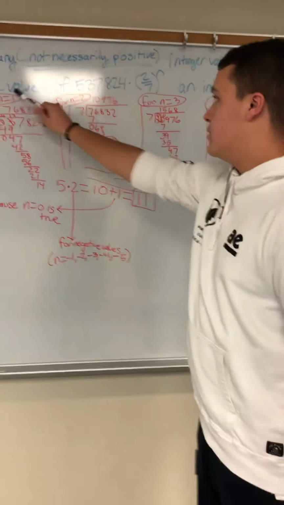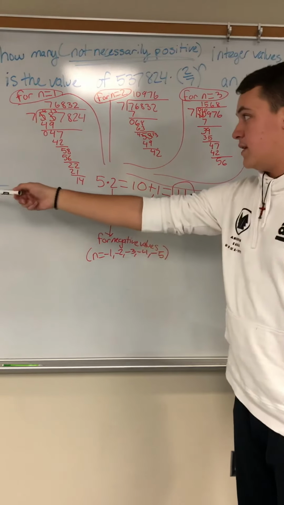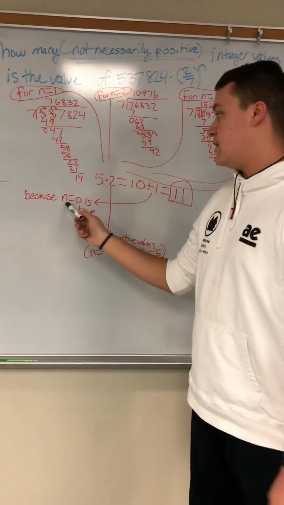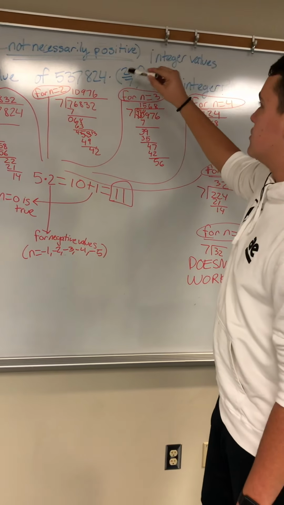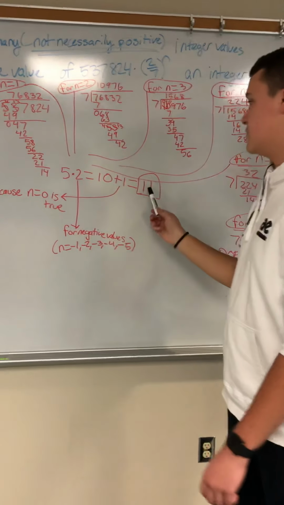So then I knew I have 1, 2, 3, 4, 5 times 2 for the negative values, so you have 10 total values, but it's plus 1 because n equals 0 is a true value, because if you plug 0 into here, you're just going to get that times 1, and that's obviously an integer value, so the answer is 11.